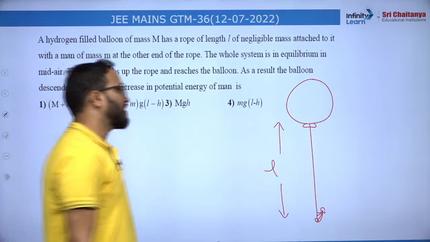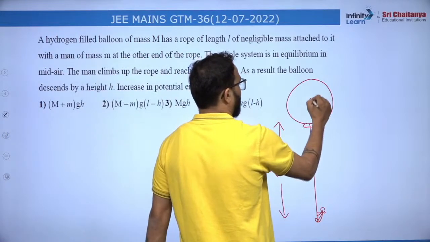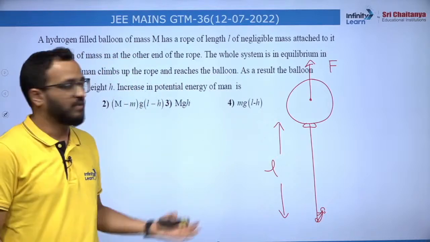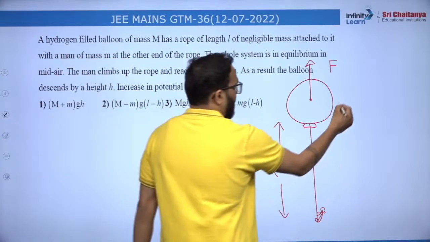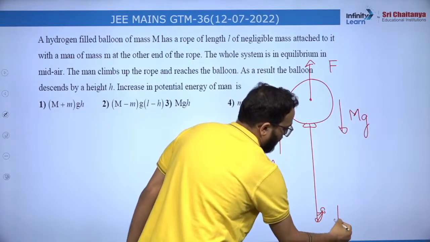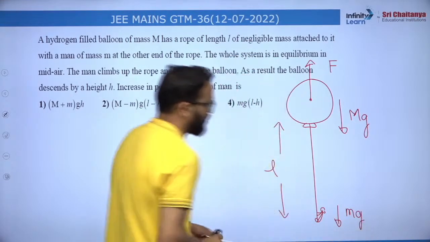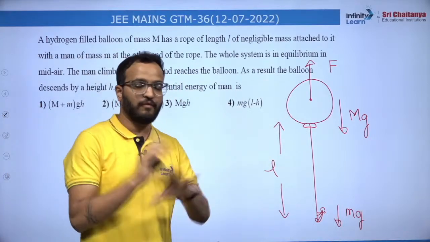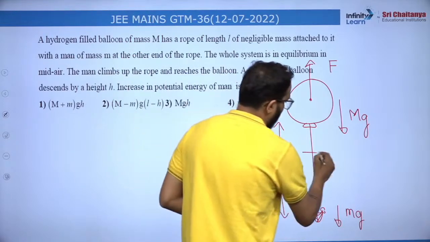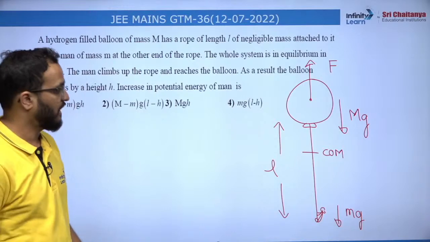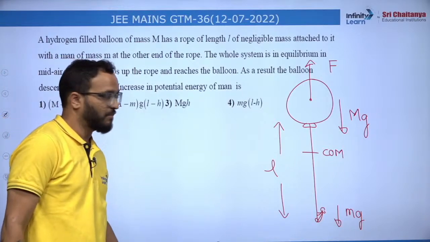If this whole system is in equilibrium, that means there must be some force F because of the light gas that is filled in the balloon, and there must be some external Mg, mass of the balloon, and here small mg. Now whatever tension forces are there, they are all completely internal. So net force is 0. If the net force is 0, then we will surely say that center of mass will remain at its place, right? Center of mass will remain at its place anyways.